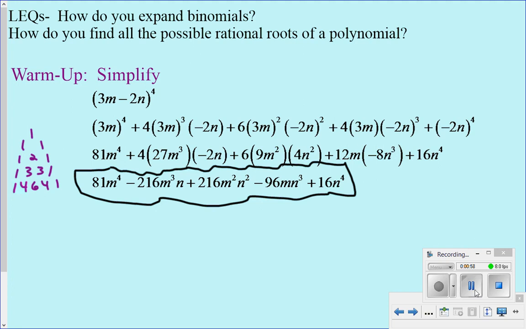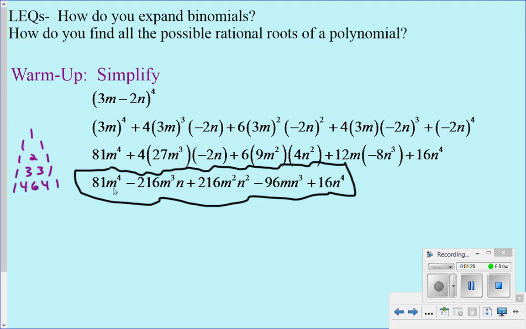Then we just simplify and multiply. So 3 to the 4th is 81, m to the 4th. 3 cubed is 27, m cubed. Next step, I'll multiply that all out. 3m, the quantity squared, is 9m squared. Negative 2n, the quantity squared, is 4n squared. Again, I'll multiply that out in the next step. And here, negative 2n, the quantity cubed, gives us negative 8n cubed. And negative 2n to the 4th power gives us positive 16n to the 4th.